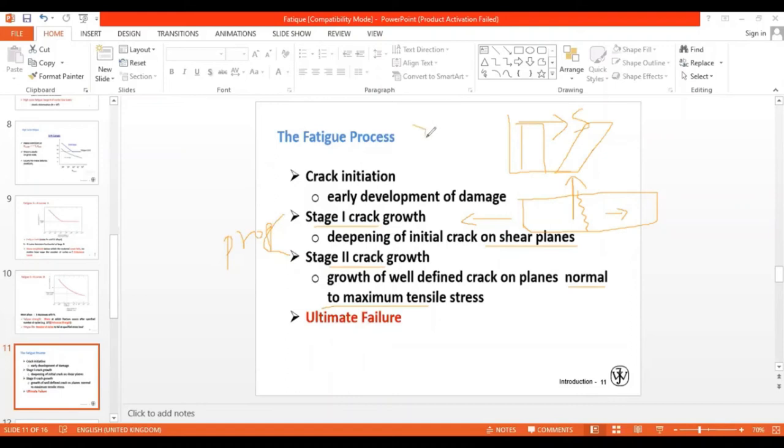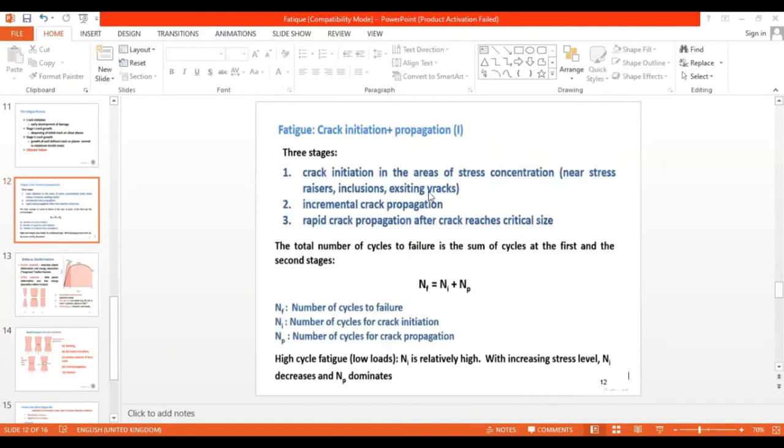Then what will happen? One part will break like this, and the other part will break like this. One resembles the shape of a cone and one resembles the shape of a cup, right? So this is the fatigue process: crack initiation, crack propagation, and ultimate failure. Okay, so we will look a little bit deeper into this crack initiation and propagation.